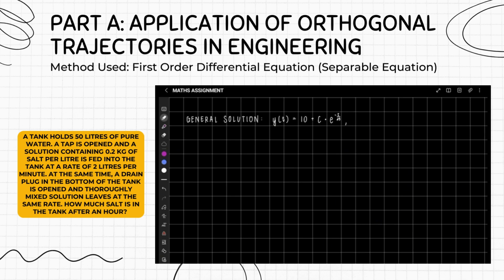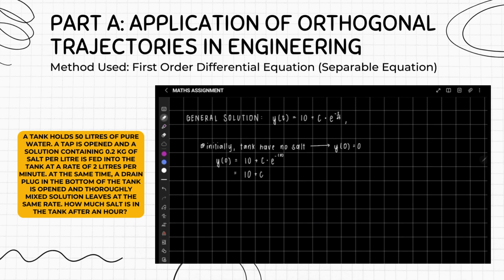Initially, the tank has no salt, so the value of y and x is equal to 0. So we just substitute the value into the equation and we get 10 plus c equals 0, where c equals negative 10. Then after getting c equals negative 10, we substitute the value of c into the general equation to get the particular solution as shown in the slide above.